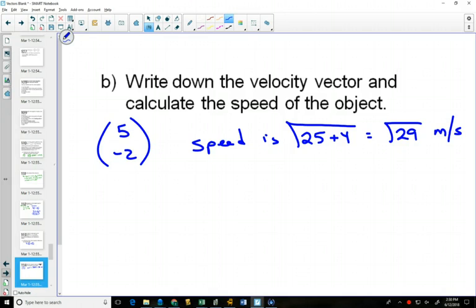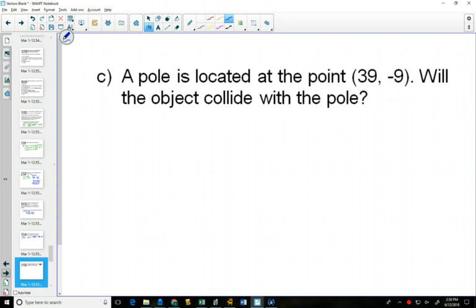And from our velocity vector, if we find the length of it, we will get the speed of the object. And then we introduce the underlying theme of today's lesson. A pole is located at (39, -9). Will the object collide with the pole? Depends on how wide the object is. Okay? And so what this question is asking in its real-life application is whether or not this coordinate, this point, is on the equation of the line or not.